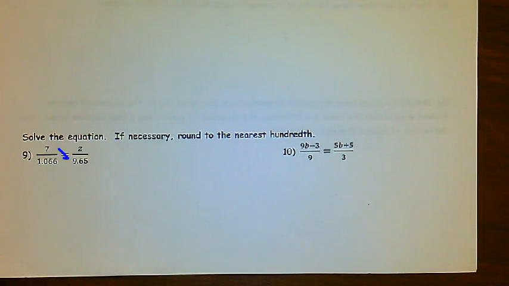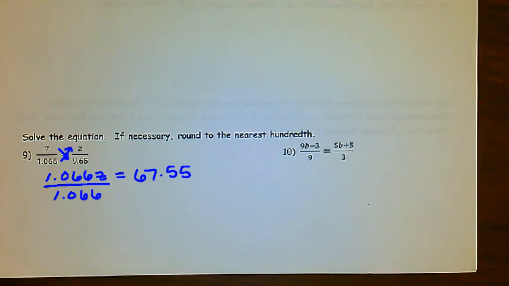Okay, and the last one, we have our two ratios we want to solve as well. So when we have two ratios that are set equal to each other, also called a proportion, we're going to cross multiply to solve these. So we're going to get 1 and 66 thousandths is equal to 67 and 55 hundredths. Divide both sides.